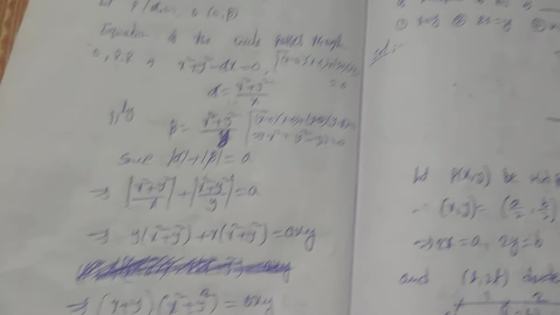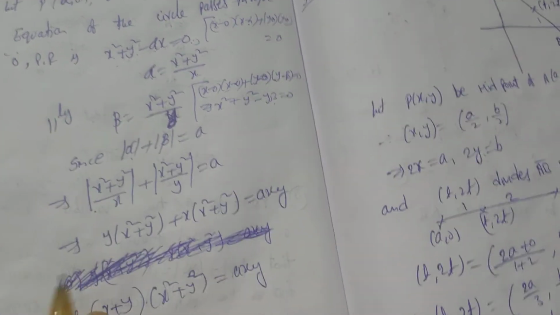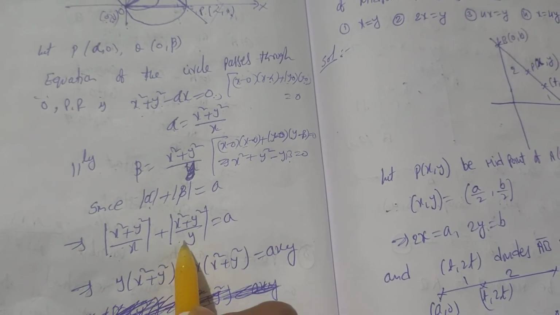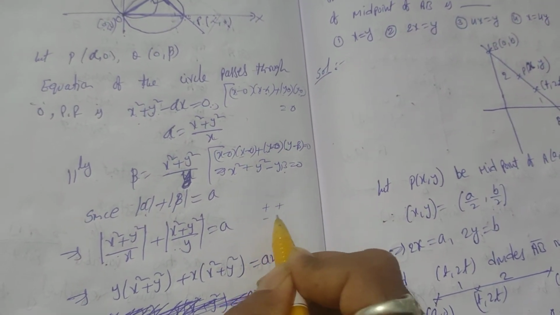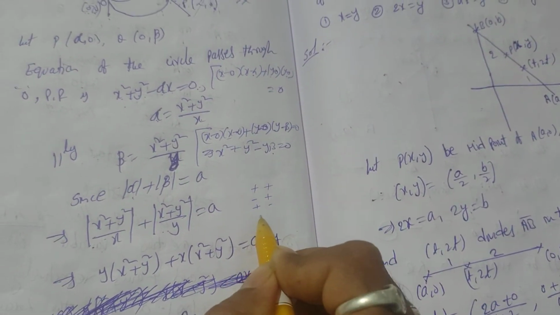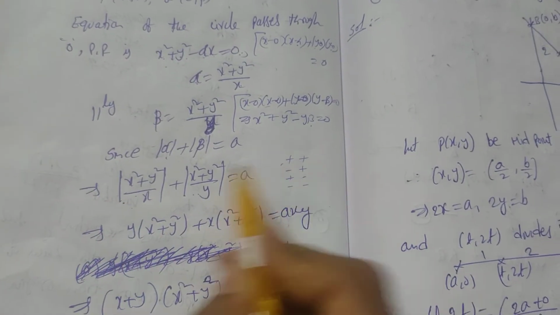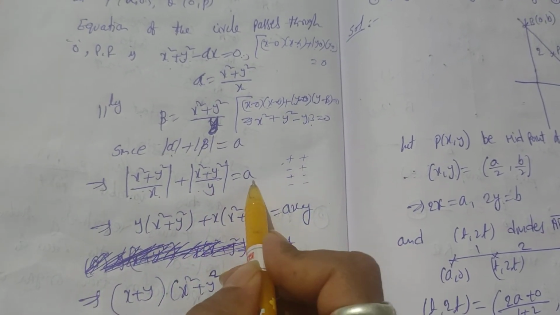First you take both terms positive. If that option is there, then you proceed. Otherwise you have to take plus minus, minus plus, minus minus; there are 4 possibilities: plus plus, plus minus, minus plus, minus minus. Out of these 4 possibilities, whichever option is there, that is the correct answer. So first you take both positives: x square plus y square by x plus x square plus y square by y is equal to a.